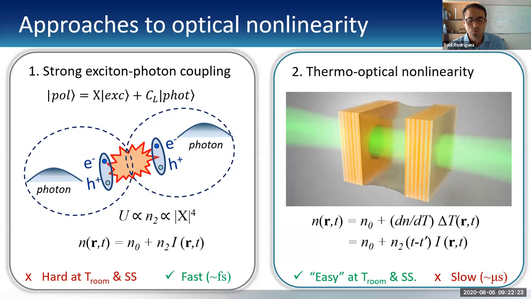For the systems we'll be looking at, this is on the microsecond timescale. Now, if you want an ultrafast optical switch, this is definitely not the way. I think one advantage is that you can do this relatively straightforwardly at room temperature and under continuous driving. And I will show you that this thing that looks like an issue is actually the very resource that is going to give rise to a lot of the very interesting physics that I would like to discuss with you later in the talk.